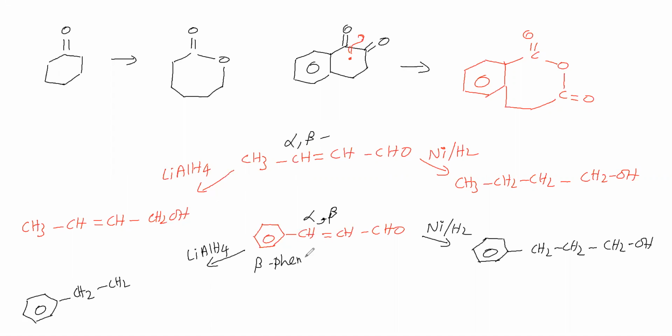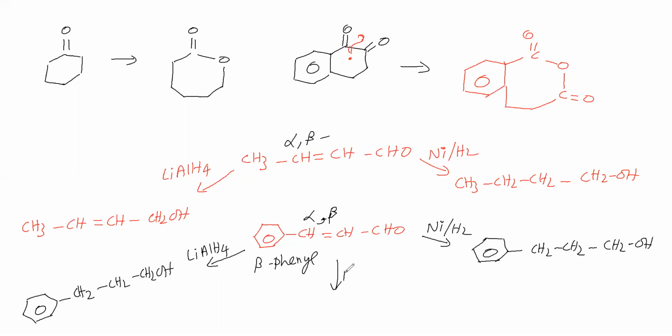When the beta position has a phenyl ring, the C=C double bond undergoes reduction in the presence of lithium aluminum hydride. So lithium aluminum hydride reduces the C=C double bond if the beta position contains a phenyl ring. Then the CHO group we will write as CH2OH. So this compound we are getting.